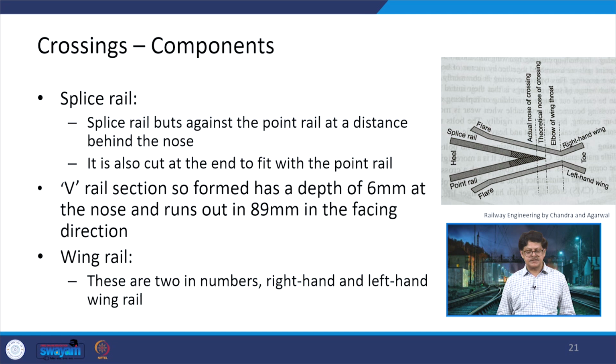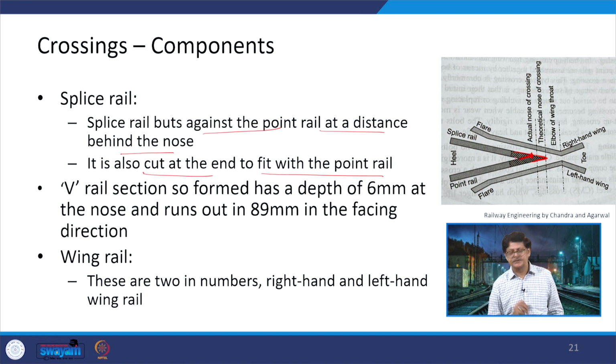Then a splice rail is a rail which butts against the point rail. Here you can see this is a point rail which is going up to the pointed condition, and another rail comes and just meets the point rail. That is a splice rail. It is not going up to the nose, it is stopping before that. It is provided up to a distance behind the nose. It is also cut at the end to fit with the point rail. Both the sections should fit in very clearly. That is the reason it has to be given a shape like this.